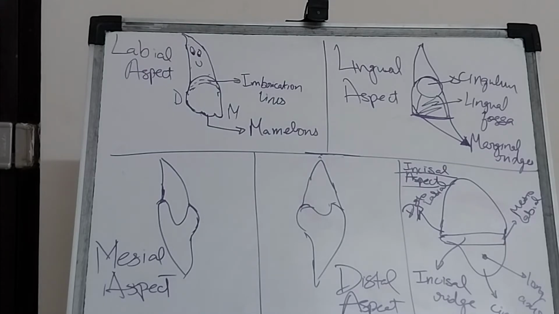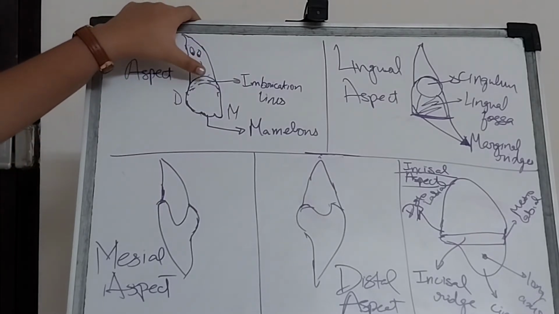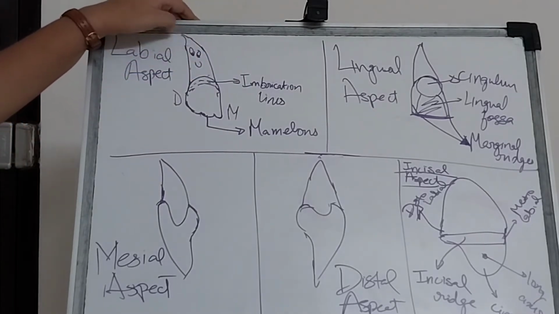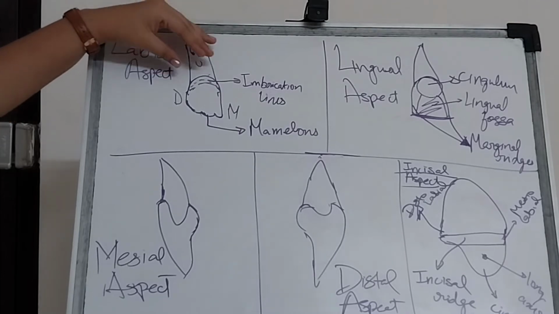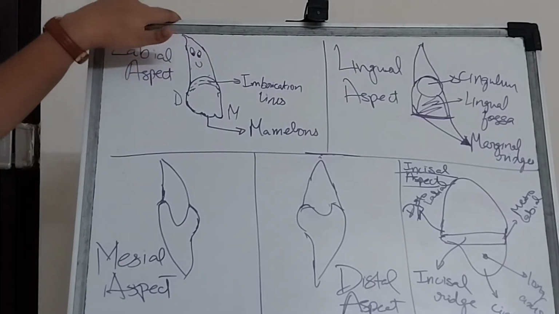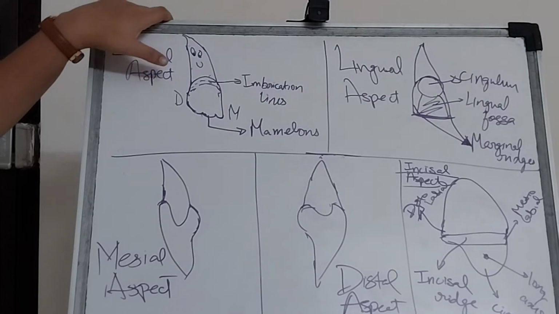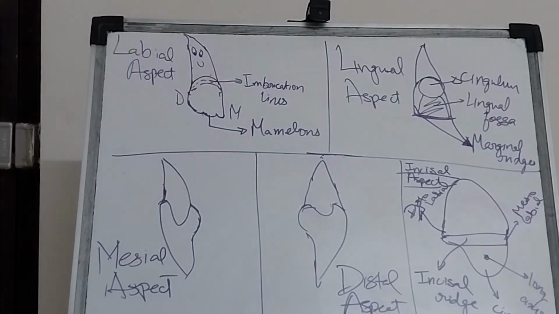Now, there's a possible distal deviation of the root. So there's a distal deviation, the root is slightly tilted this side. Okay, so we're done with the labial aspect. Now the lingual aspect.